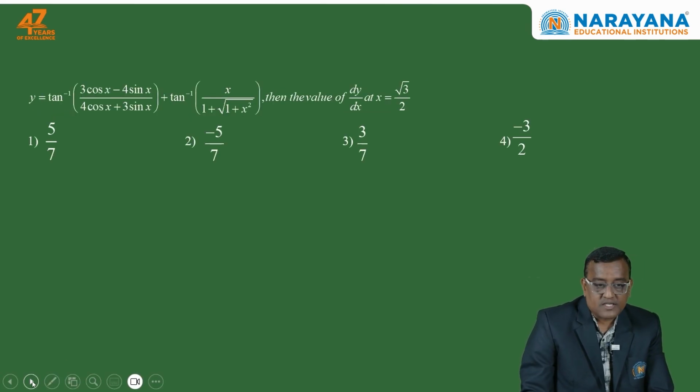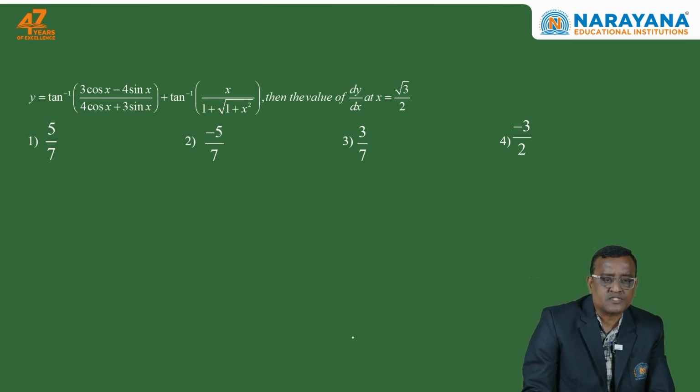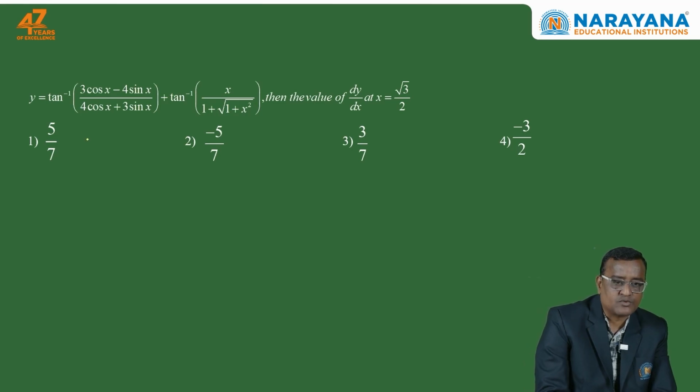And coming to the next one, given y equals tan inverse of (3 cos x minus 4 sin x) by (4 cos x plus 3 sin x) plus tan inverse of x by (1 plus root of 1 plus x square). We want the value of dy by dx at x is equal to root 3 by 2. Before finding dy by dx, first simplify this expression given. Here we have two terms, this one and this one.